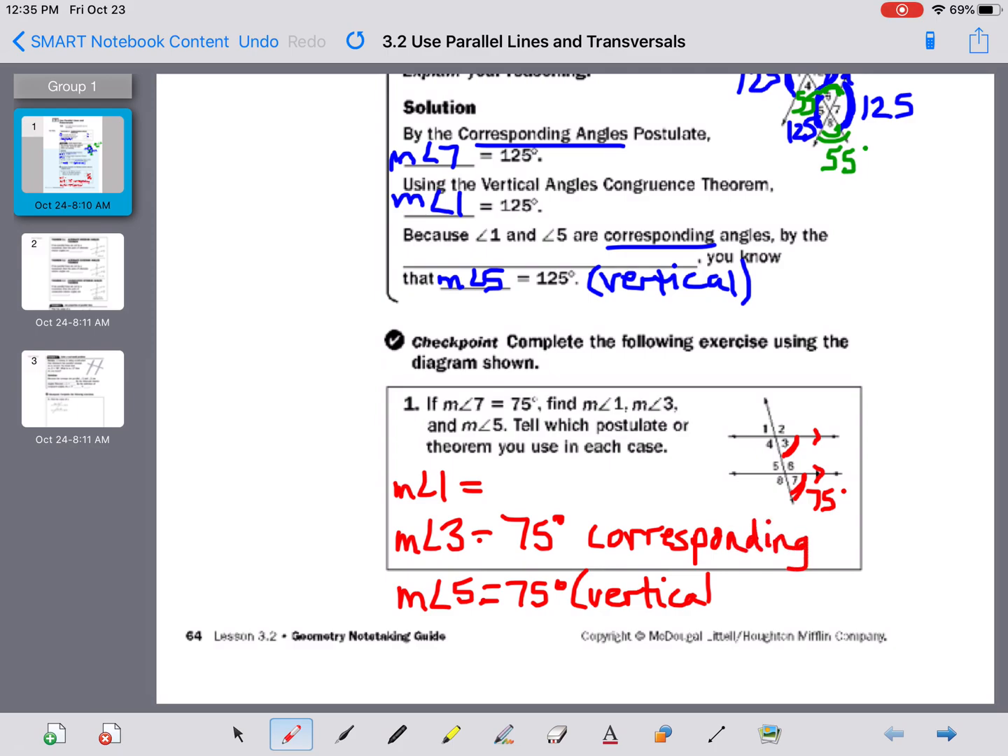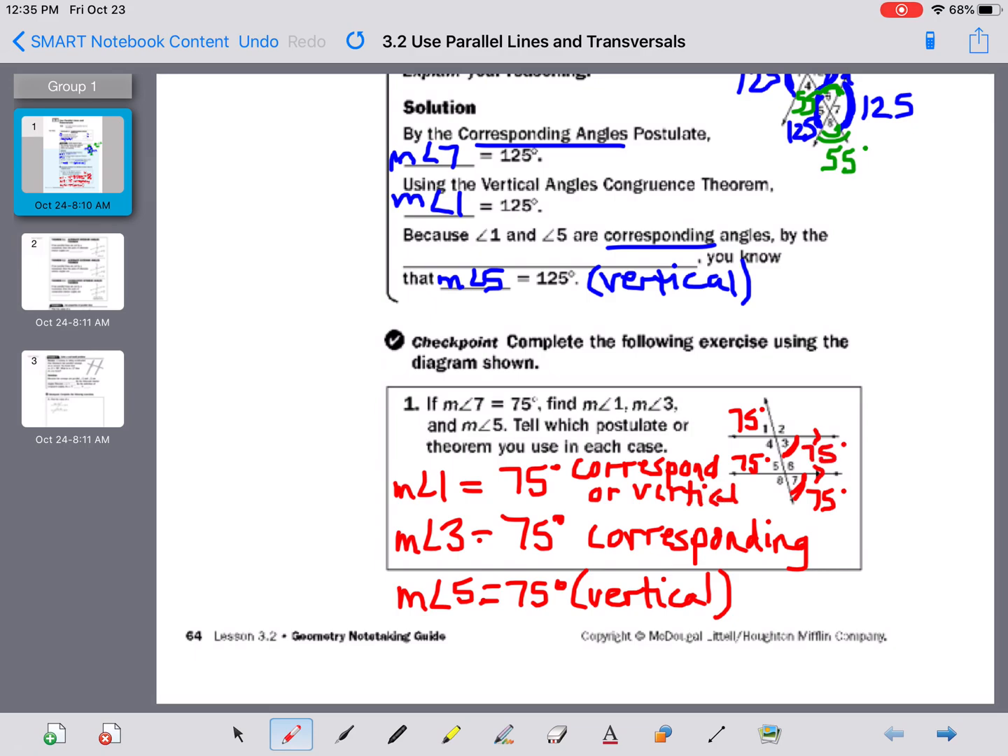And then if angle 5 over here is 75, angle 1 up here is 75 because it is corresponding to 5, or vertical angles to 3. So we could do either one of them there, right? So corresponding or vertical. It just depends which one you put it to, okay? So either one works, okay.